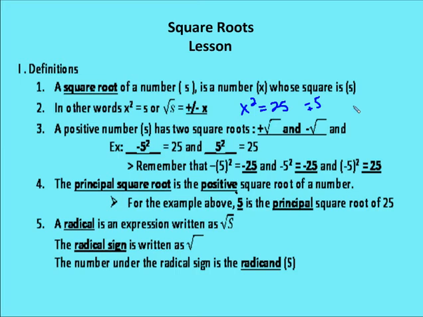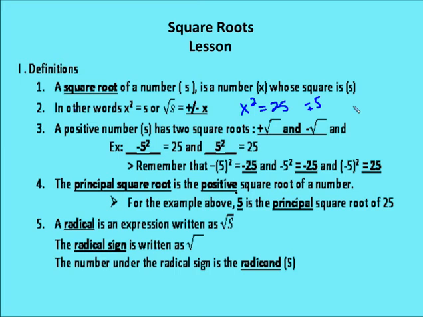If I take the square root of 25, it's going to be plus or minus the square root of 25. So in my example, minus 5 squared is equal to 25, and 5 squared is equal to 25. So a positive number has two square roots. And remember that negative 5 in parentheses, squared, is equal to 25, and then we apply the negative sign.